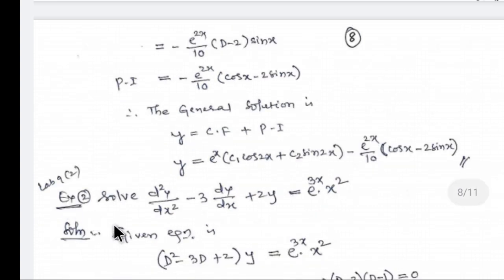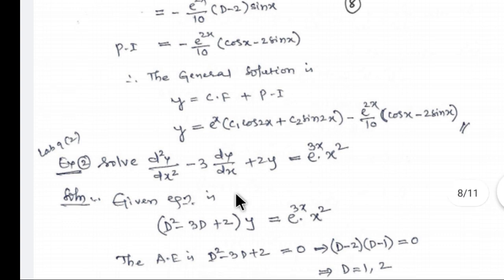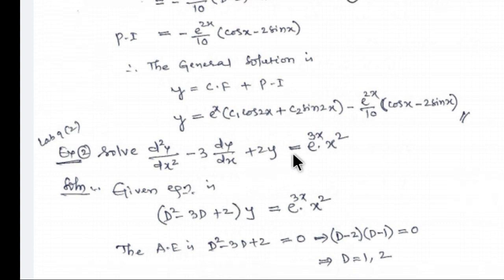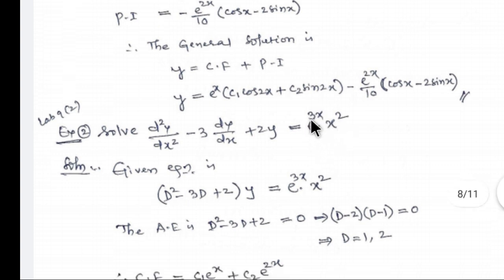For example, you can try one more example I want to explain to you. Example 2: solve d2y by dx2 minus 3 dy by dx plus 2y equal to e raised to 3x into x square. So here, this is of the form e raised to ax into v. Here v is x square, an algebraic function. Here a is 3, e raised to 3x, a is 3.